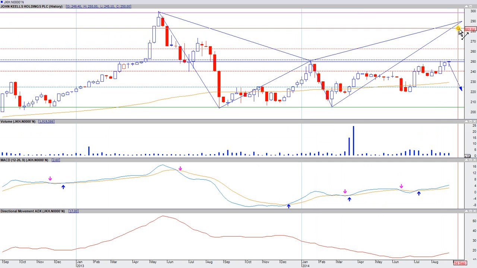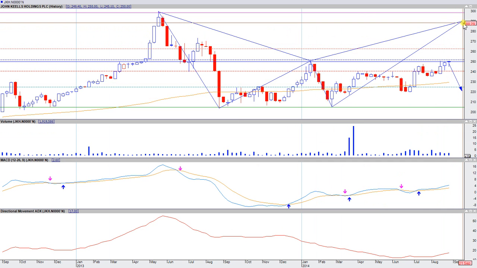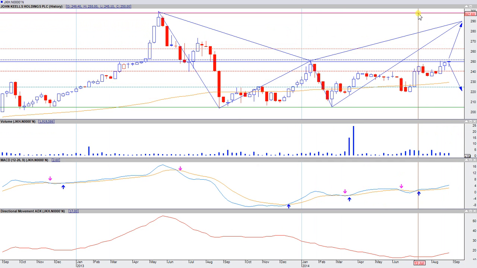So we are looking basically around 290. Okay, so this is the direction we are looking at. So we are very bullish as well, and that's about JKH. So we got a harmonic pattern in the making, and it's in progress towards 290 or 300.